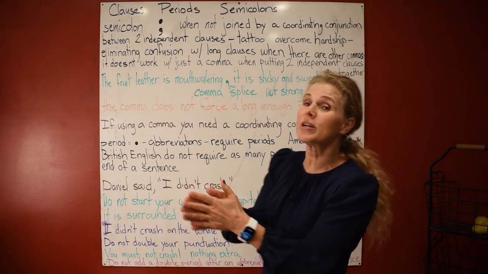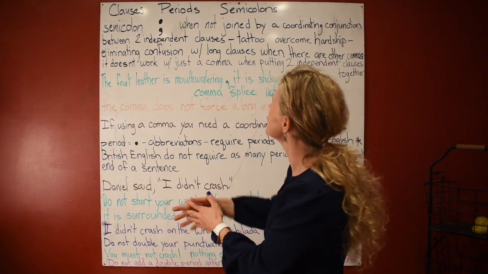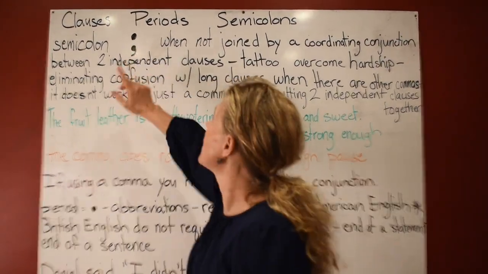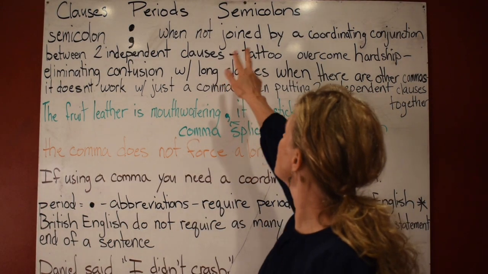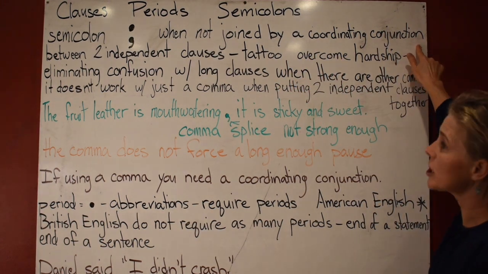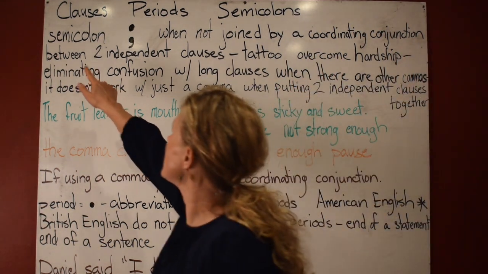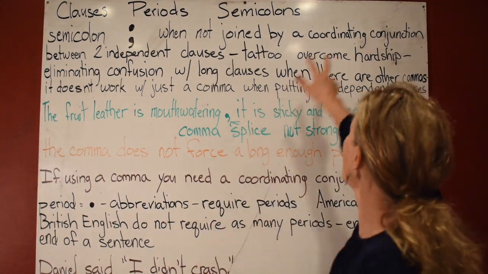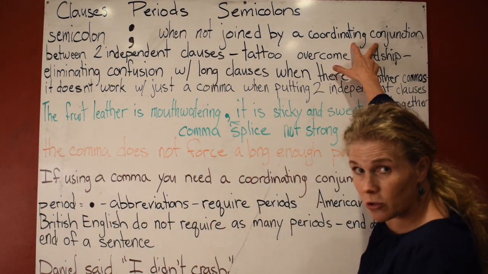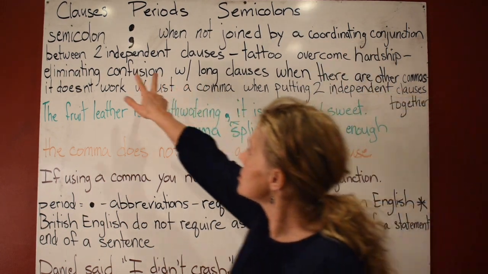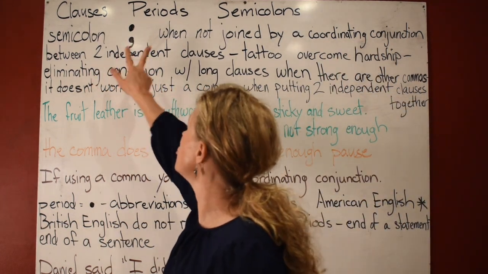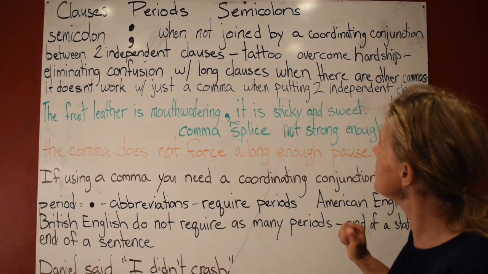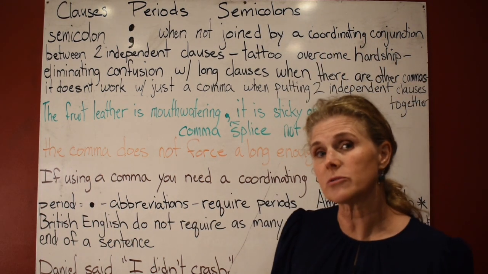Okay, so now we're going to focus on the semicolon right here, and this is what the semicolon looks like. You use this when you're not joined by the coordinating conjunction. So it's also going to be between two independent clauses. So it's when you're not going to use a coordinating conjunction between your clauses. And they go between two independent clauses without a coordinating conjunction. Okay?